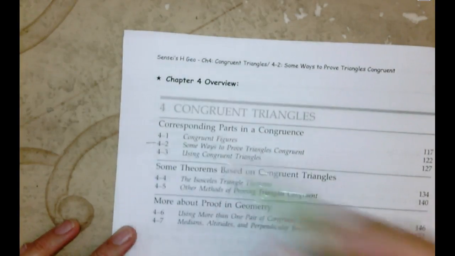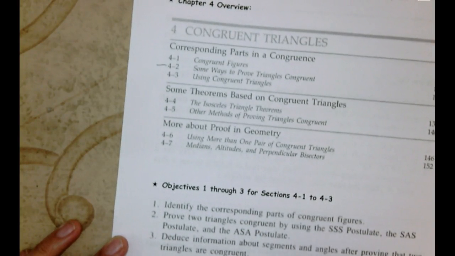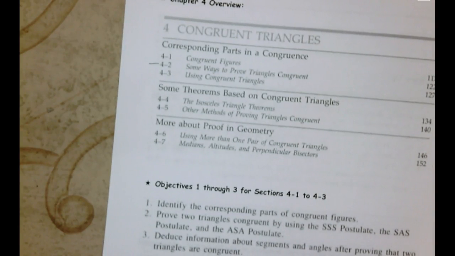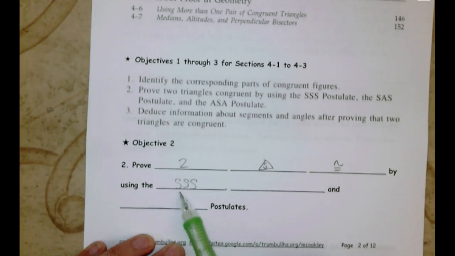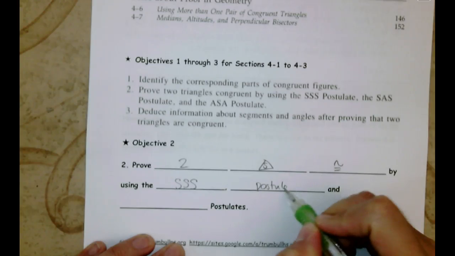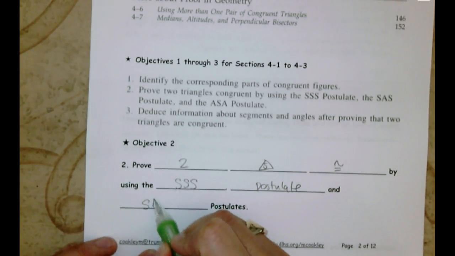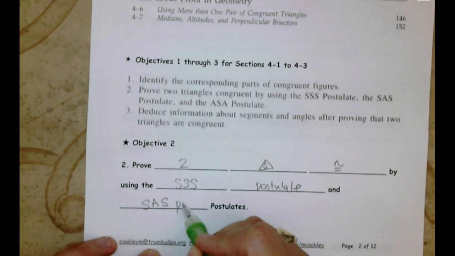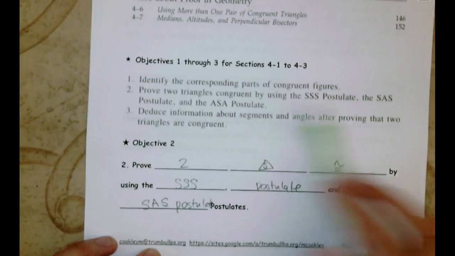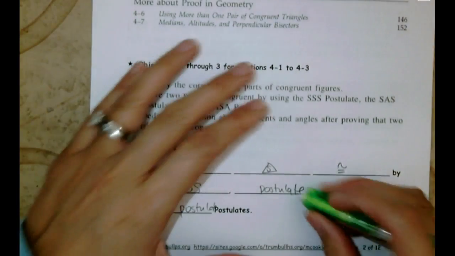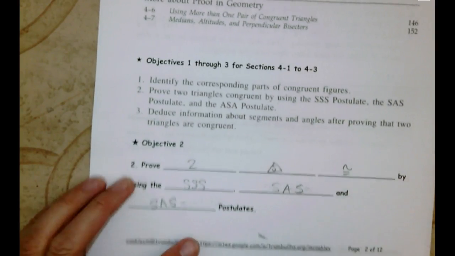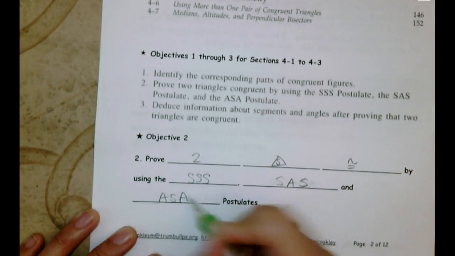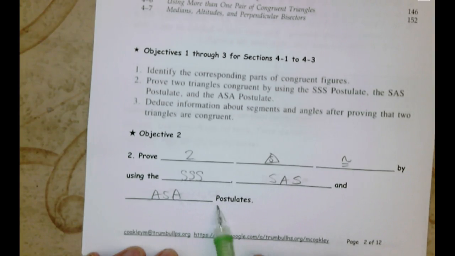All right, so we are here, and objective 2 is prove 2 triangles congruent by using the side postulate and side angle side postulate. Oh, sorry, you couldn't see. Okay, it's not postulate, sorry. It's side, angle side, and angle side angle postulates. Okay, so we are learning these 3 postulates. These are all postulates. Okay, and S stands for sides, A stands for angles.